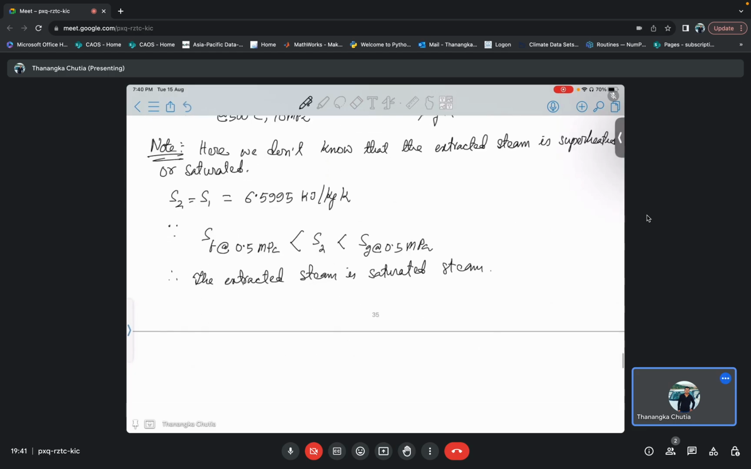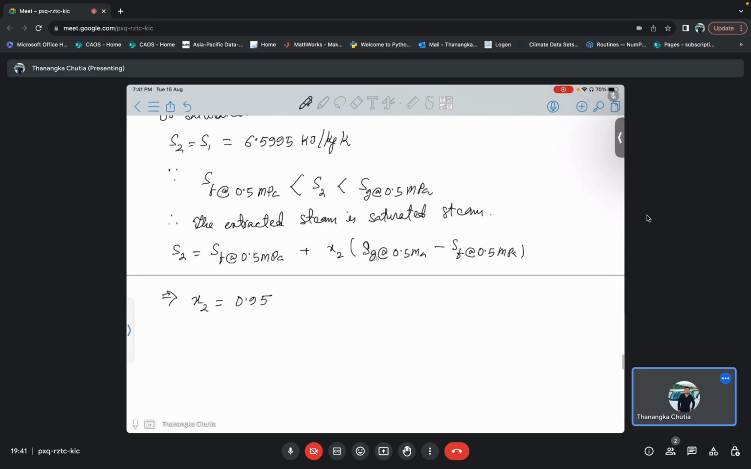So then let us find the x2 value. How can we find the x2 value? We know that S2 is equal to Sf at 0.5 megapascal plus x2 times Sg at 0.5 megapascal minus Sf at 0.5 megapascal, and from this you just put the values here and you'll get x2 equal to 0.95.